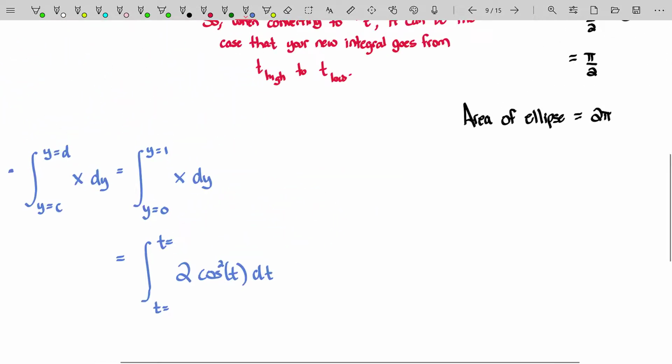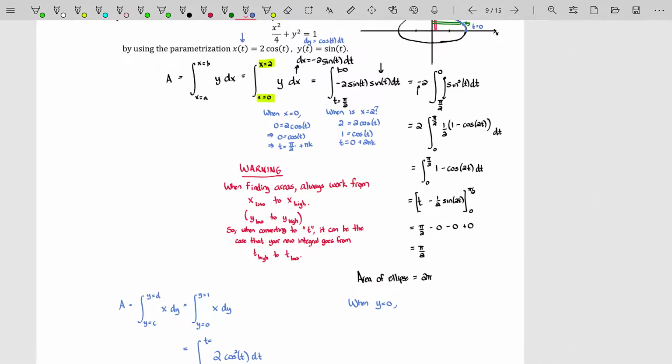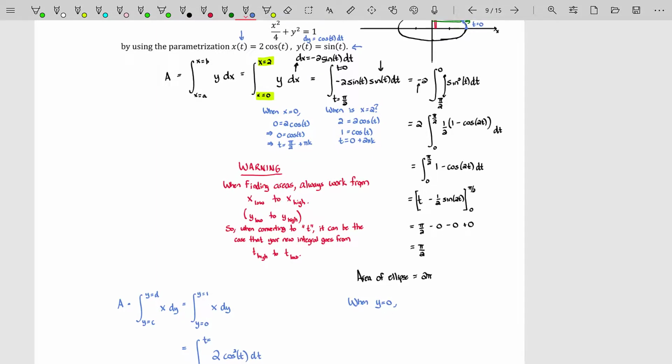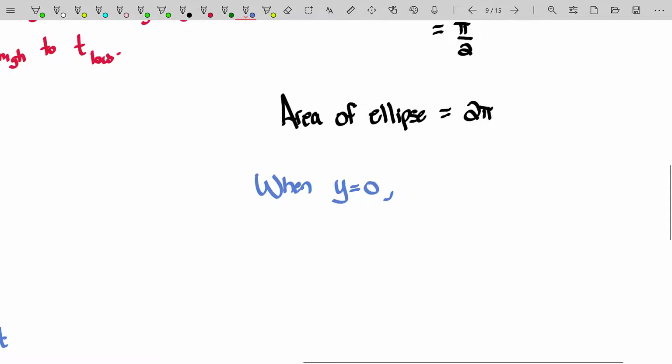When y is 0, I'll write that off to the right-hand side. Well, remember, y is equal to the sine of t. You can see it right here. So when y is 0, we have that 0 is equal to the sine of t. And by the way, we already did all this work, but I'm just showcasing how you would do this if we were to have just approached this problem. But we know that the sine is 0 at any integer multiple of pi.